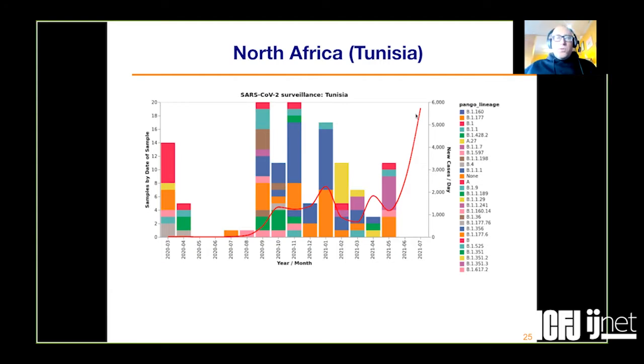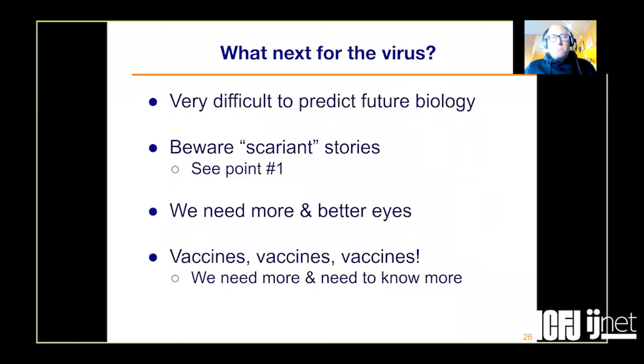So that means North, West, Central, Southern, East Africa, we're seeing massive growth, all being driven by this more transmissible version of the Delta virus. And this is in the context of our continent not having nearly enough vaccines. So what's going to happen next with the virus?